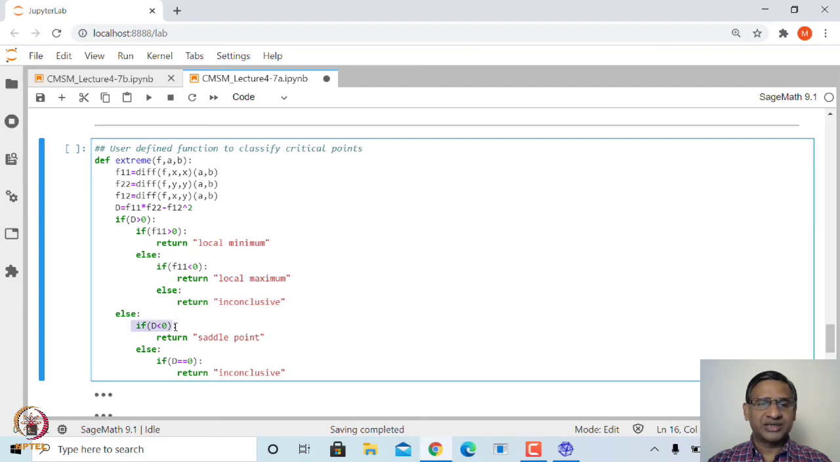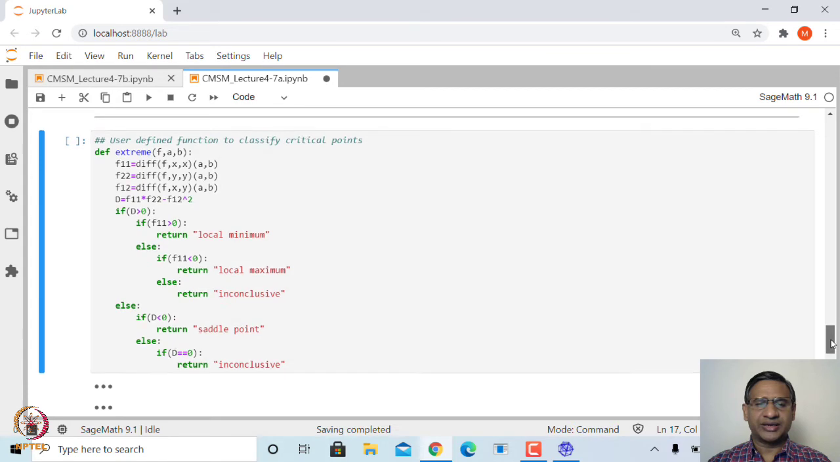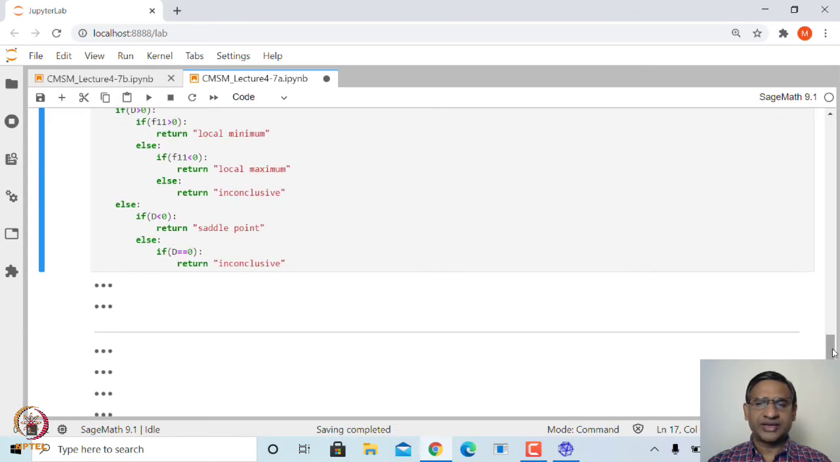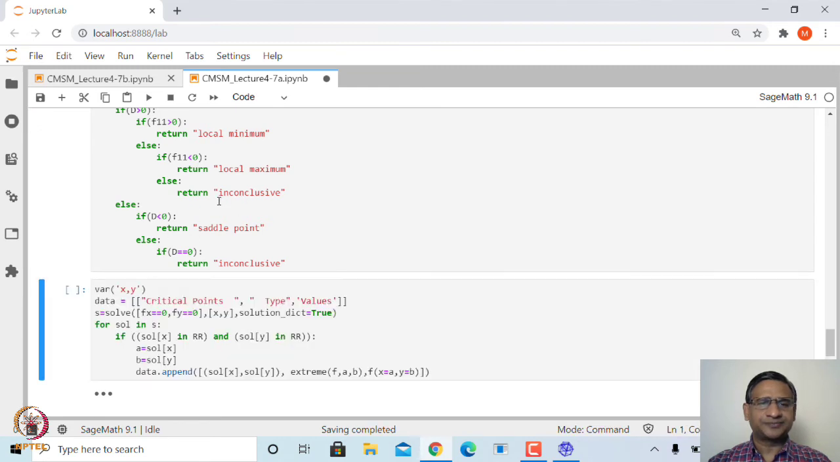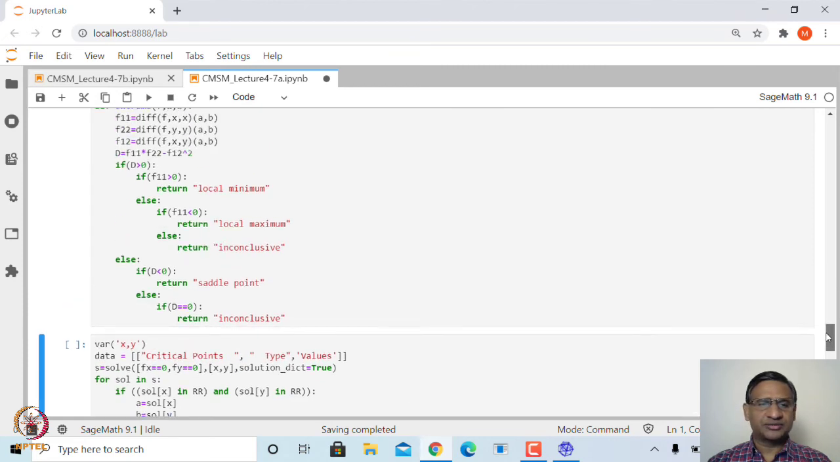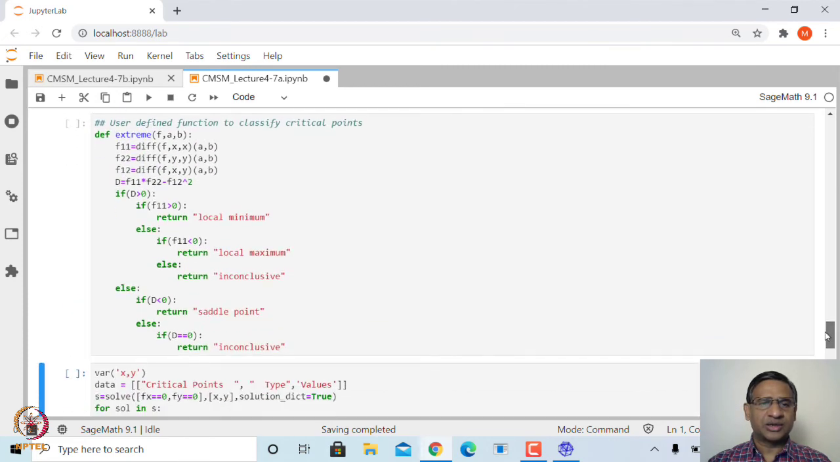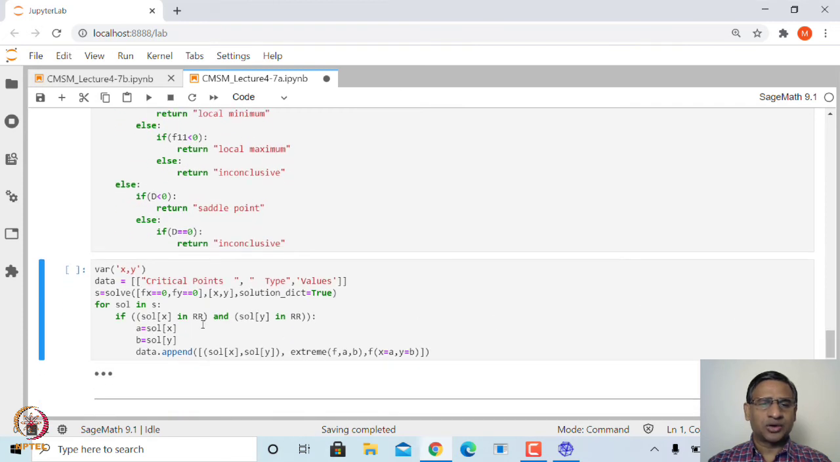In case the determinant is negative, this is a saddle point, and if the determinant is 0, then again the test is inconclusive. When the test is inconclusive, one can go for higher order partial derivatives and then try to classify. Let me not get into those things. After you have defined this user defined function to check whether a critical point is a local maximum or local minimum, we can call this function and tabulate each point, its nature and the function value.